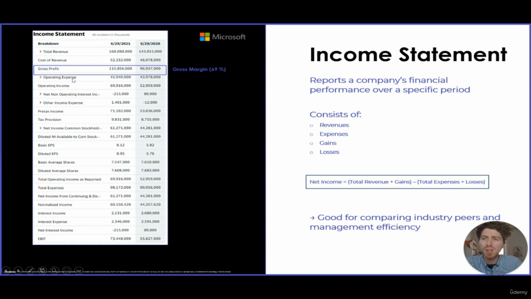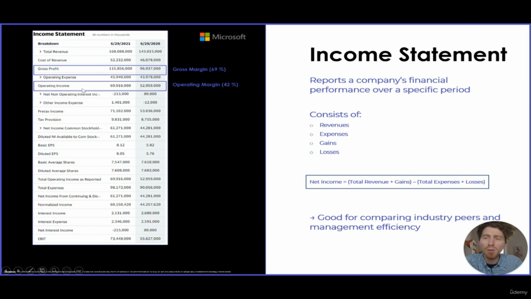Then the next position is the operating expense, which is also referred to as overhead cost or selling, general and administrative costs. And if you subtract this from the gross profit, you come to the operating income. So we can also measure the operating income via the operating margin. And in the case of Microsoft, it's also very, very high with 42%.